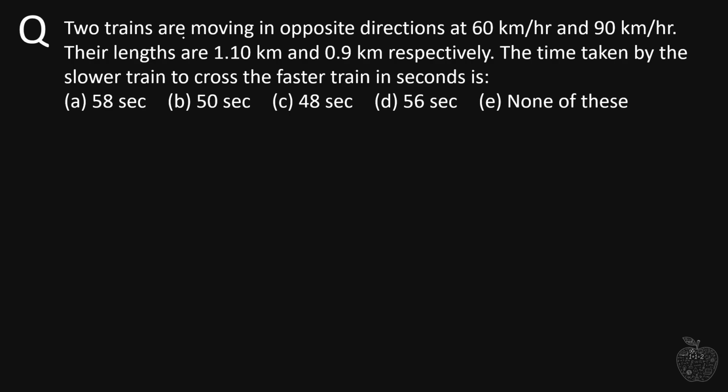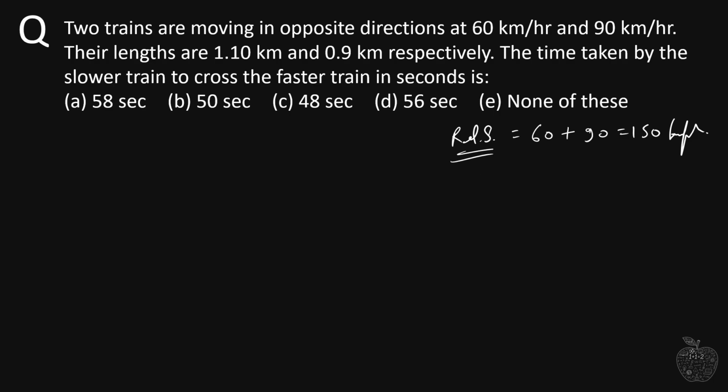Okay, so two trains are moving towards each other, and we all know that in order to calculate the relative speed of two objects that are moving in the opposite direction, or approaching each other, the speeds of both the objects are added together. So here the relative speed will be 60 plus 90, which is 150 kilometers per hour.